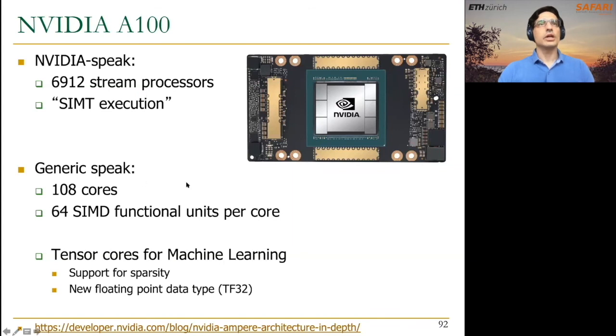And now the latest NVIDIA GPU here is the A100. It has even more of these stream processors, in total 108 cores with 64 units inside. The tensor cores are also there. They are now a little bit optimized. They even have support for sparse matrices, as we will see. And they also incorporate a new data type that is called tensor floating 32, I think.